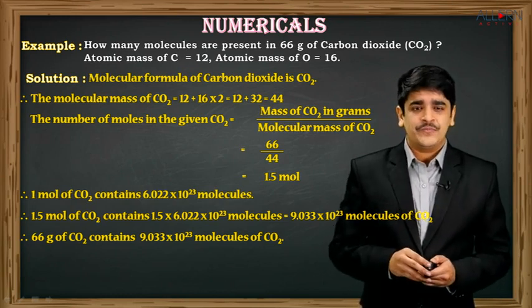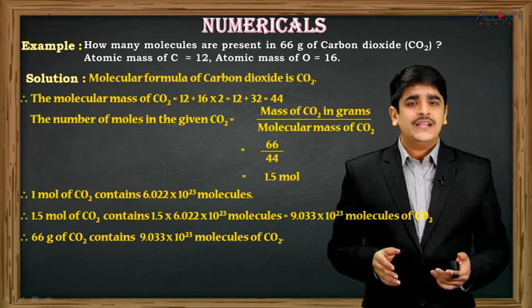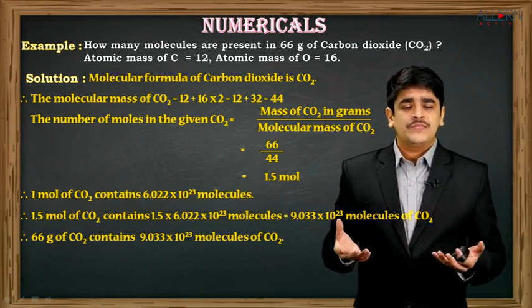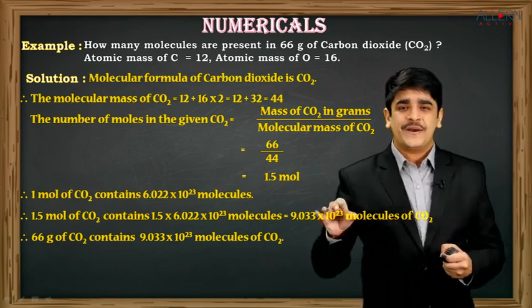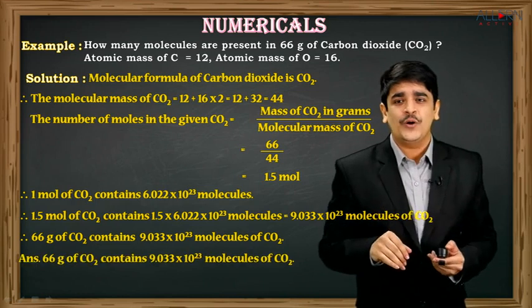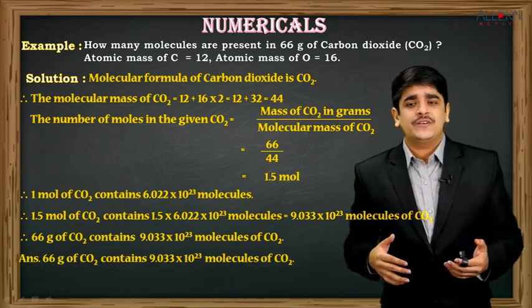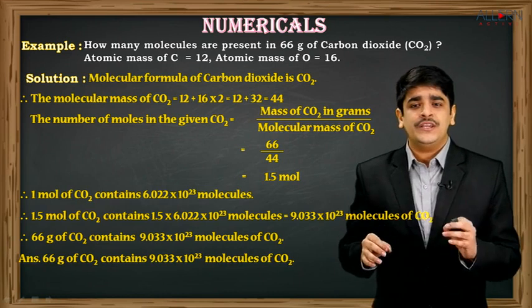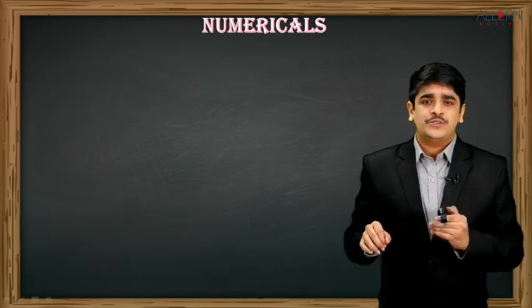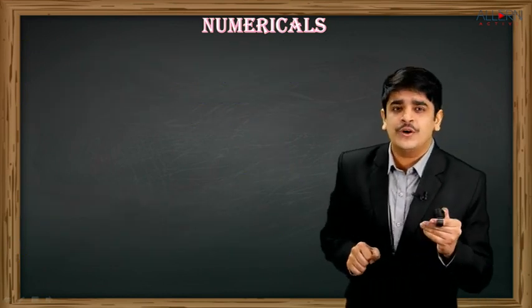Easy, wasn't it? Now if you've understood that, let's apply the knowledge to a few more sums. Let's become more perfect at this, sum by sum. Have a look. Okay, so 66 grams of carbon dioxide contains 9.033 into 10 raised to 23 molecules of carbon dioxide. Numerical number 2.